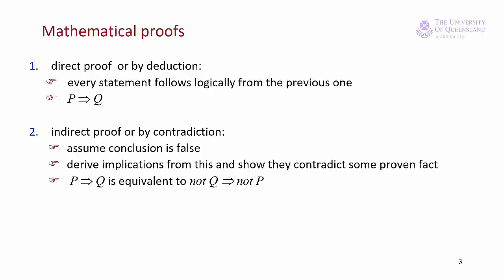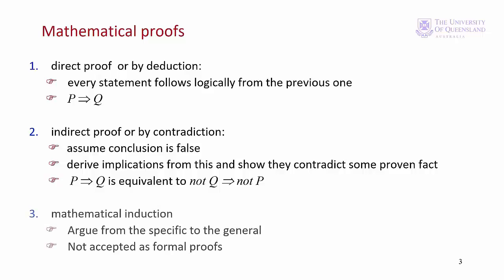The second type is an indirect proof or a proof by contradiction. Here we assume the conclusion to be false, and then we derive the implications from this and show that it contradicts our initial assumption. In this type of proof, we use the fact that P implies Q is equivalent to not Q implies not P.